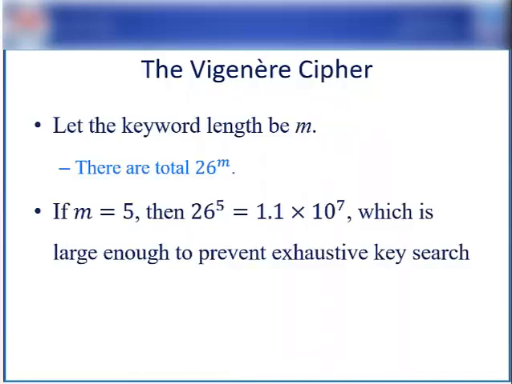So if we talk about the key space in the Vigenère cipher, if the length of our keyword is denoted by M, then there are totally 26 to the power M possible key sequences. For example, if M is equal to 5, then the key space is equal to 26 to the power 5, which is a large enough number to prevent an exhaustive key search attack.